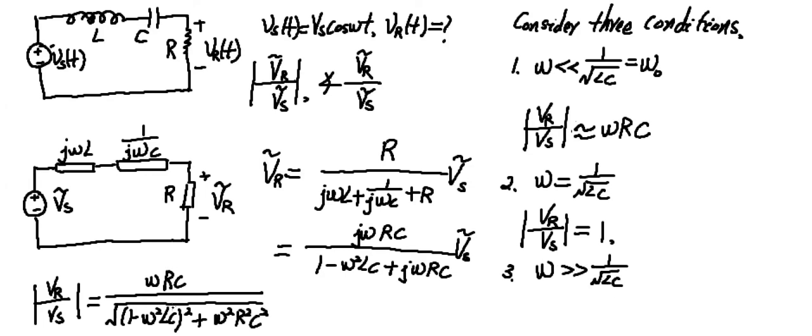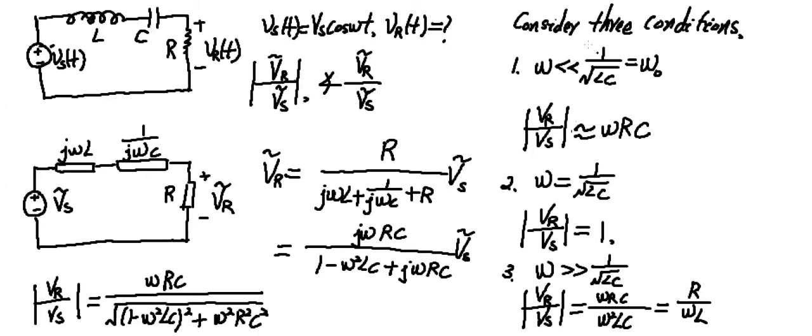When omega is much larger than the resonance frequency, the leading order term in the denominator is this omega squared LC, because it's much larger than 1. It's also much larger than this omega squared R squared C squared, according to the assumption of an underdamped circuit. And for the top, the leading order is still omega RC. So we can get the magnitude of VR over Vs is equal to omega RC divided by omega squared LC, which is equal to R over omega L.